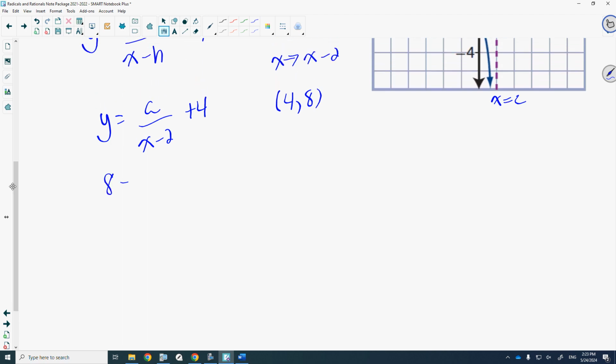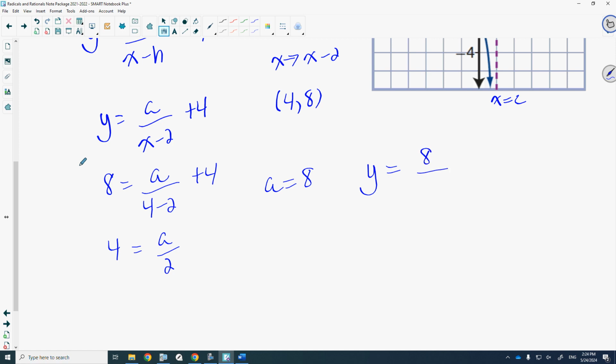So 8 is equal to a over 4 minus 2 plus 4. I'll subtract 4 from both sides, and I'll get 4 is equal to a over 2. Multiply both sides by 2, and I will get a is equal to 8. If I input that into the equation, my new equation is going to be 8 over x minus 2 plus 4.